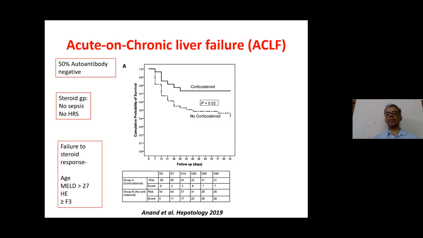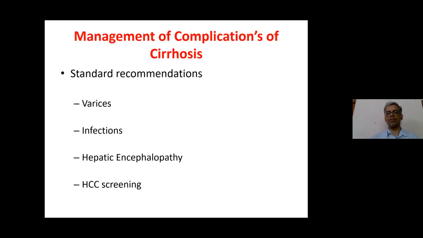A subgroup of these patients can be treated with steroids as shown by this elegant study. Importantly, the patients who received steroids didn't have sepsis and no hepatorenal syndrome. So these were very stable patients without any associated significant organ failure, who will respond. So you need to choose your patient very correctly. If you don't choose, you land up in complications. What this study also showed is that patients who got a higher age, those who got a higher MELD score, encephalopathy, and advanced fibrosis do not respond well in ACLF and should be considered for transplant.